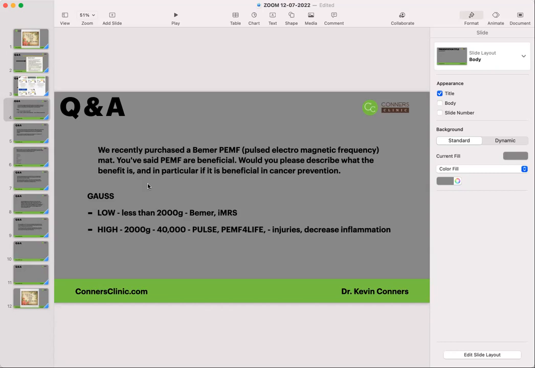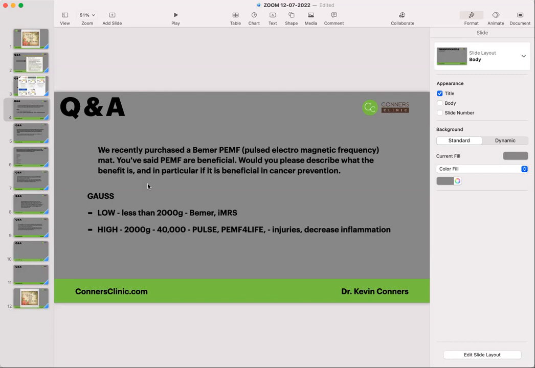Is a PEMF machine going to kill cancer cells? No, not at all. It's not a cancer-killing device at all. But increasing your cell charge, will that be better for your immune system? Will that be better for your detoxification pathways? Will that be better for just cell health? Well, sure. Indirectly, they're good for anybody, regardless of whether you have cancer or not. And if a person already has a Beamer, well, goodness sakes, use it.